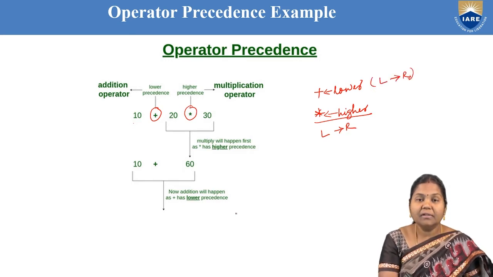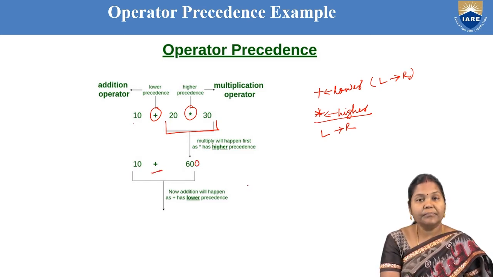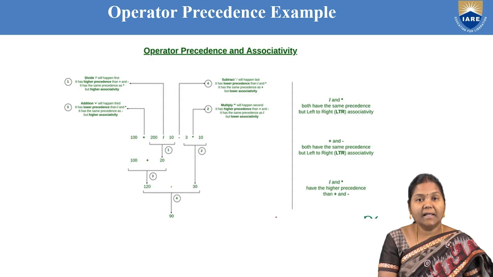So how will you apply it? First the higher precedence operator will be applied. That's why 20 into 30 will be evaluated first, so the output will be 600. Then plus 10 you have to do, so the plus operator will be applied, and the output will be 610. Now going to the second example.